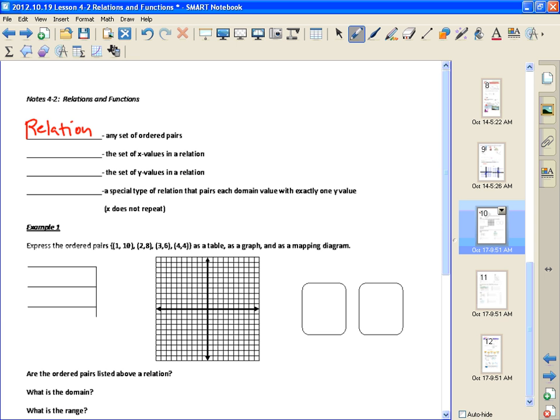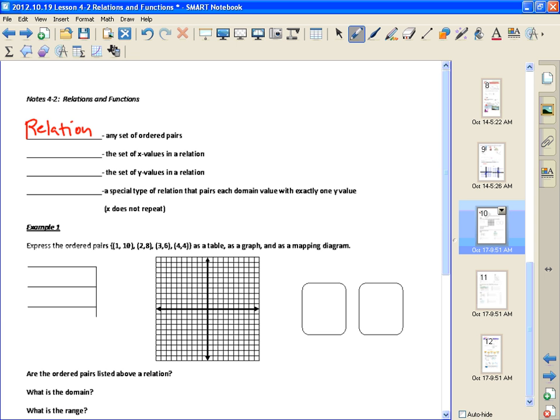So if you find a graph and it has ordered pairs plotted on it, then it is a relation. It doesn't matter what the pattern of those ordered pairs is. It doesn't matter if they go in a certain direction. If there are ordered pairs, then it is a relation. So it's a pretty simple definition.